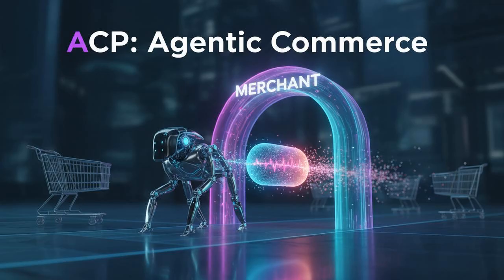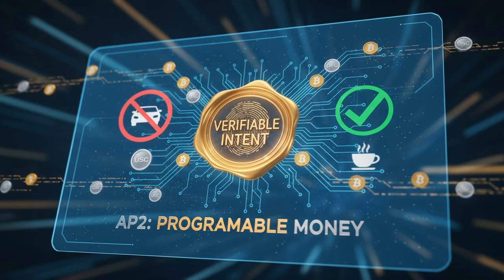Crucially, ACP preserves the direct relationship between the merchant and the human user. The agent is merely a courier. This ensures that fraud detection systems, which rely on knowing who the human buyer is, still function correctly. But how do we authorize that payment? That is the job of the Agent Payments Protocol, or AP2. While ACP handles shopping, Google's AP2 handles the deep plumbing of authorization and liability.